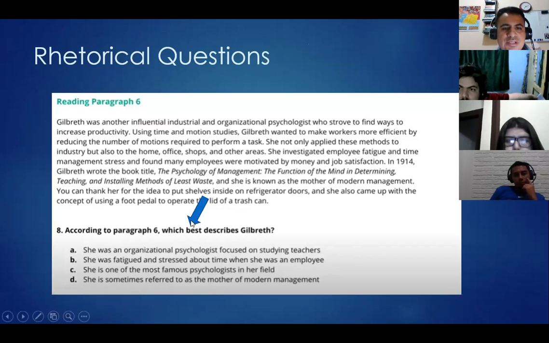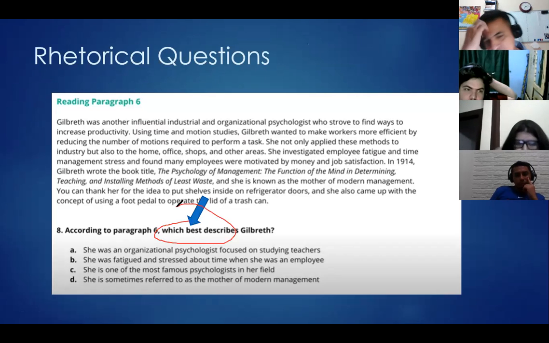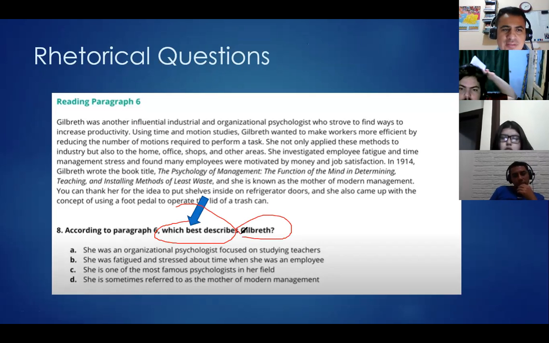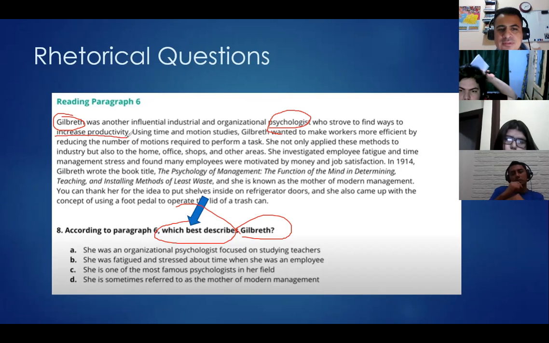So rhetorical questions. Sometimes I've seen this also: which is best? ¿Cuál es la mejor? They give you choices, right? According to paragraph 6, which best describes Gilbert? Okay. So skimming, Gilbert was another influential industrial and organizational psychologist who strove to find ways to increase productivity. Okay. All right.